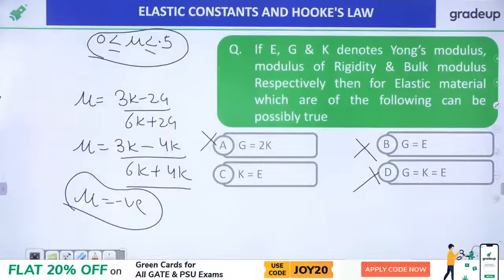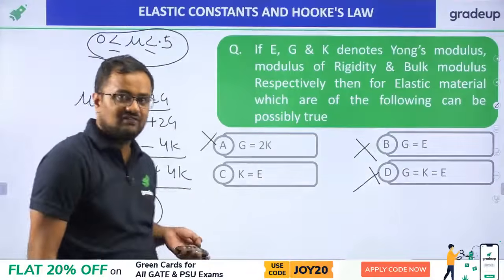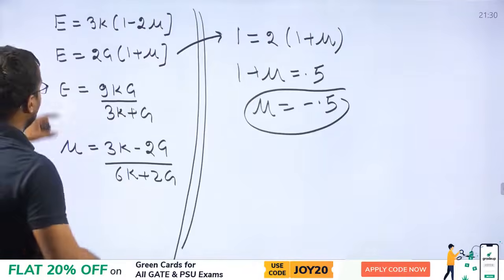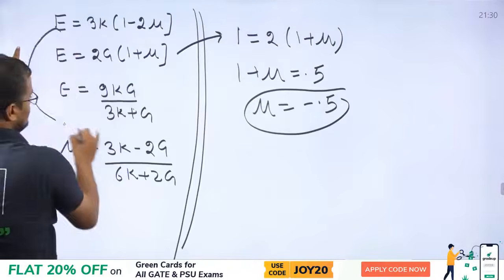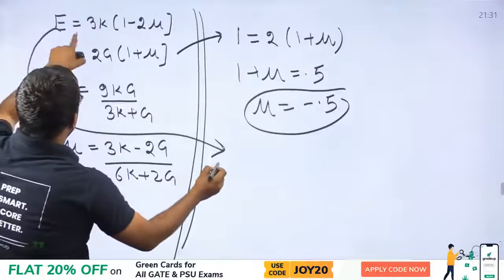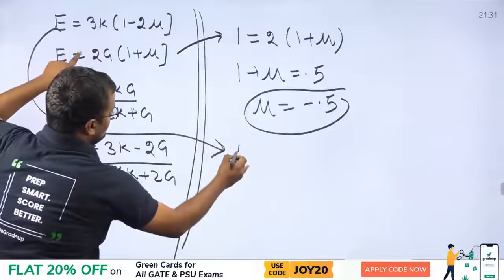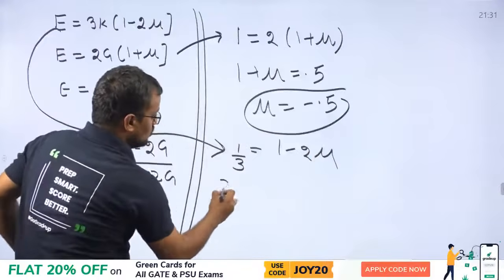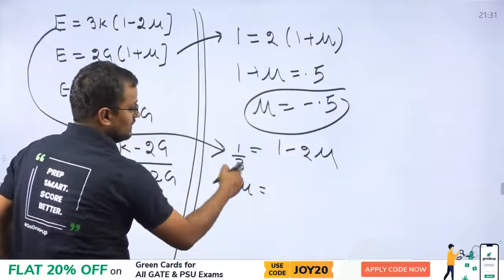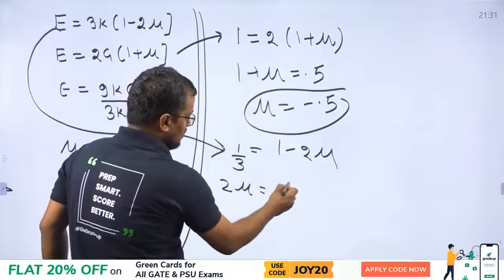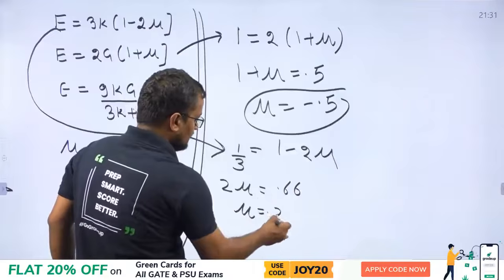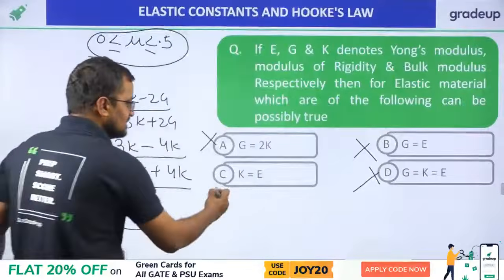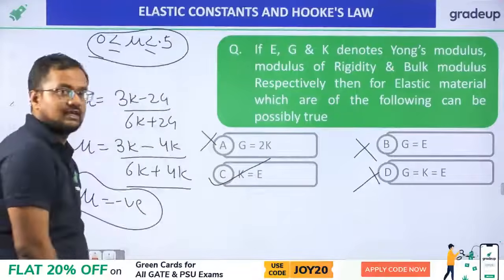K is equal to E. Of course, this is the only option left. It will be correct. Let us check. If K is equal to E, come here again. In this relation, K is equal to E, both will cancel. Here it will be 1 by 3 and 1 minus 2 mu. So 2 mu is equal to 1 minus 0.33. 1 minus 0.33 will be how much? 0.66. So mu will be 0.33, which is possible for elastic material. So my dear friends, only option is this, it is correct.